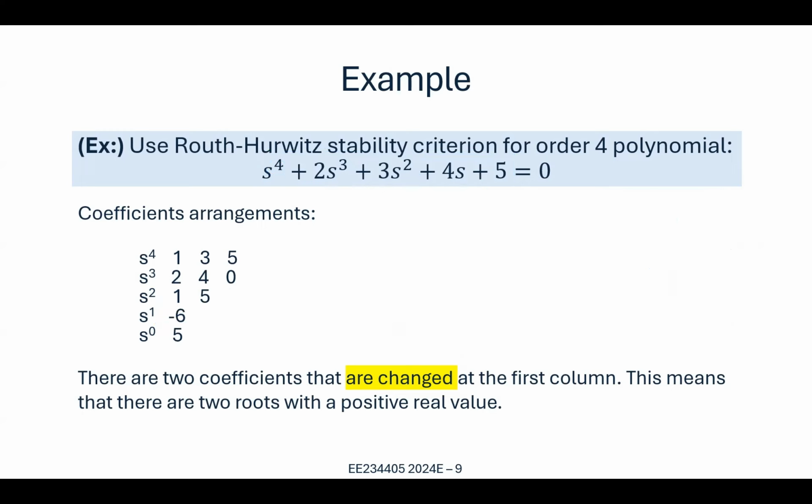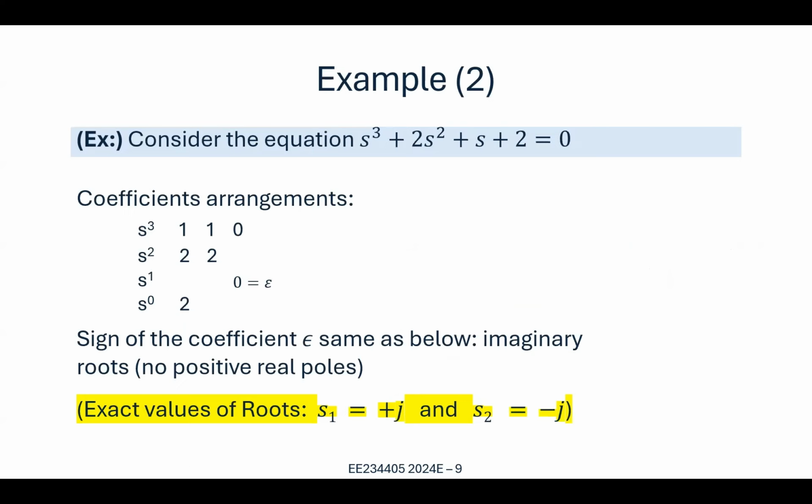So next example here, okay, we have the equation. It's a little bit simpler, but now we have the special case where there is a 0 in the first column. So let me fix this. Okay, yeah, we are back.